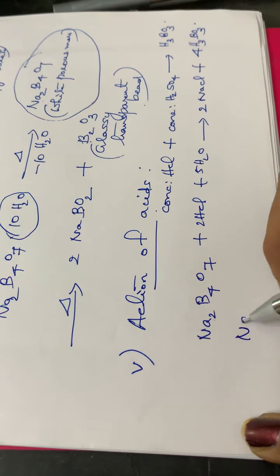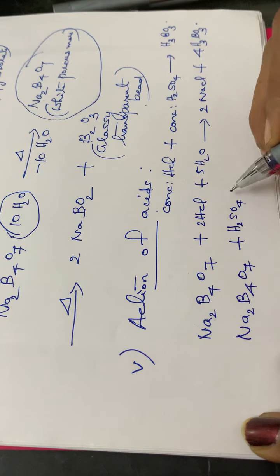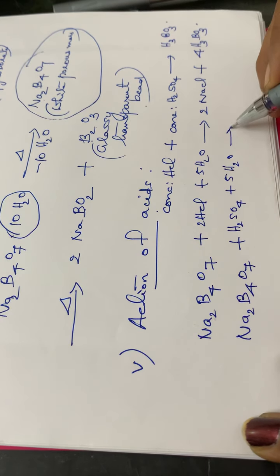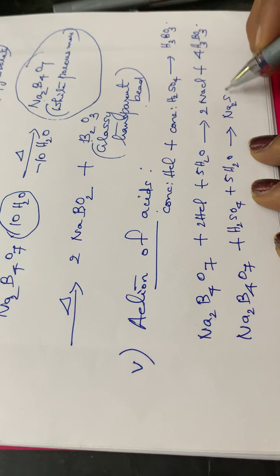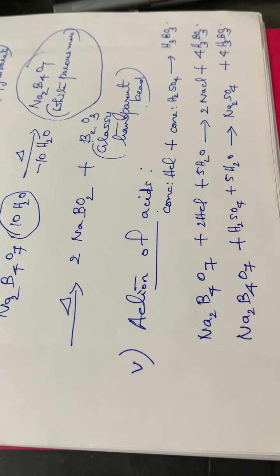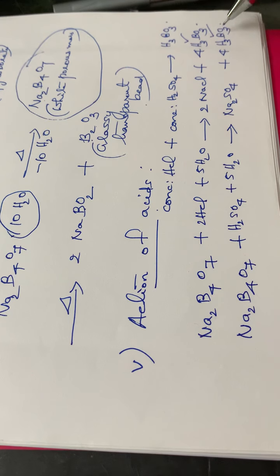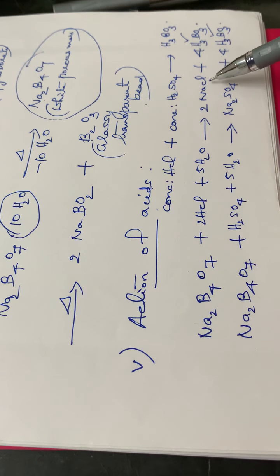Again, the reaction of borax with concentrated sulfuric acid: Na2B4O7 plus H2SO4 plus 5H2O, giving sodium sulfate Na2SO4 plus 4H3BO3. Okay, so these are the reactions with concentrated acids. In both cases, we will be having boric acid H3BO3. Hope you had written the reaction. Na2B4O7 plus 2HCl plus 5H2O giving 2NaCl plus 4H3BO3. Then the same reaction with sulfuric acid gives sodium sulfate plus boric acid.